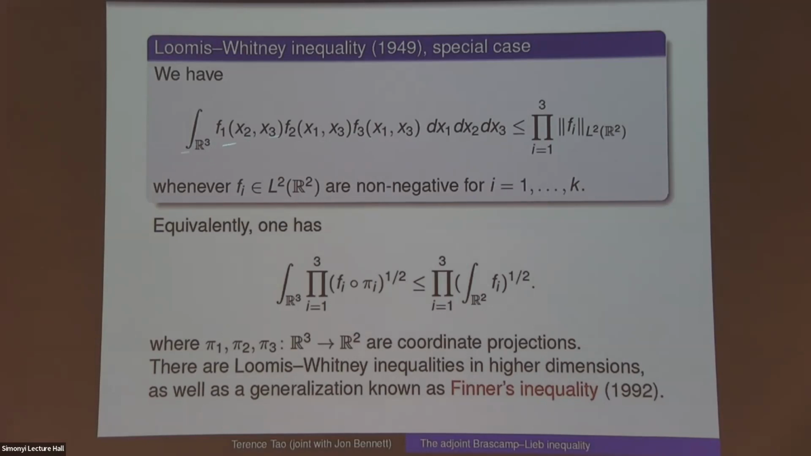You can generalize this to any dimension. So in R^k, you take functions of R^{k-1} in various different ways, and you get this inequality. And in fact, there's an even more general inequality called Finner's inequality, where you work in many variables, and you take functions of various subsets of these variables, and there are generalizations. Okay. Can it also be done with Cauchy-Schwarz?